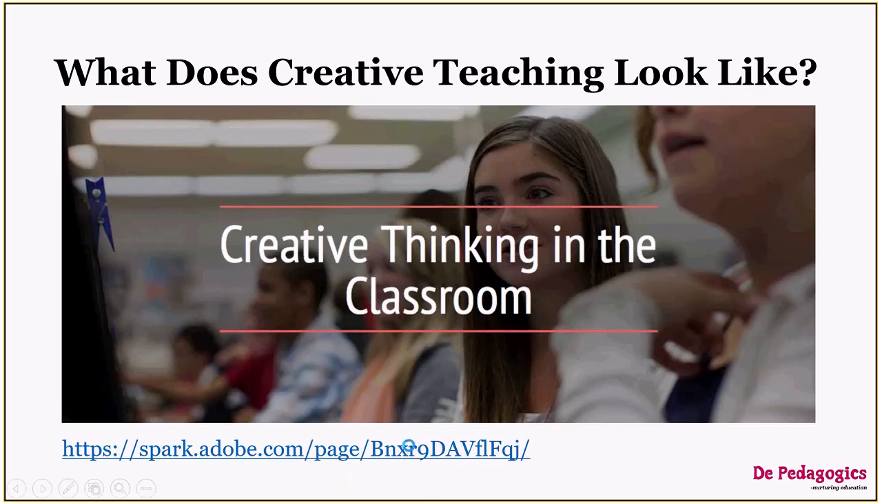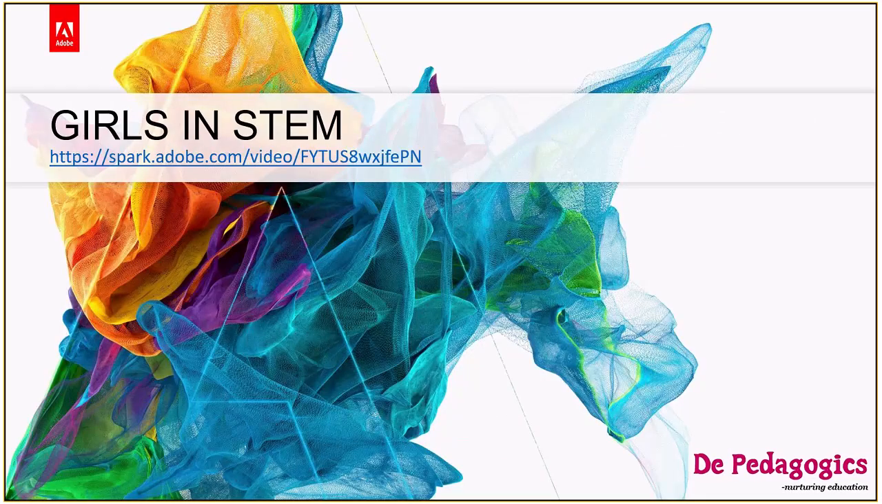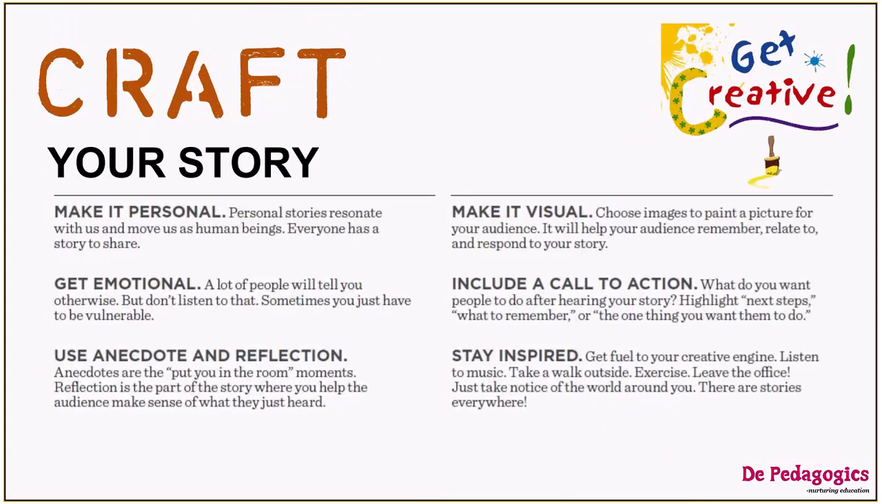Here's another Spark which I want to show you. This is a beautiful Spark created about how you can bring in creativity, and there are beautiful examples out there in the Spark which will showcase to you how this can be used in the classroom. This is the plant cell and animal cell in the Girls in STEM Spark that I was just sharing with you, and my team members are just going to share the links in the chat window.